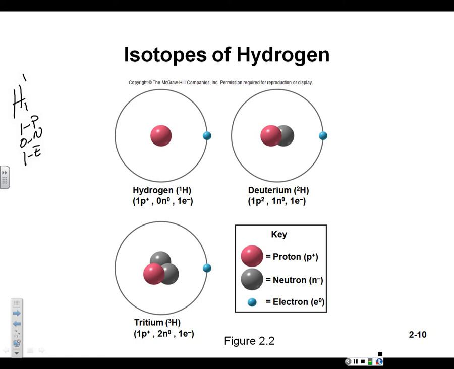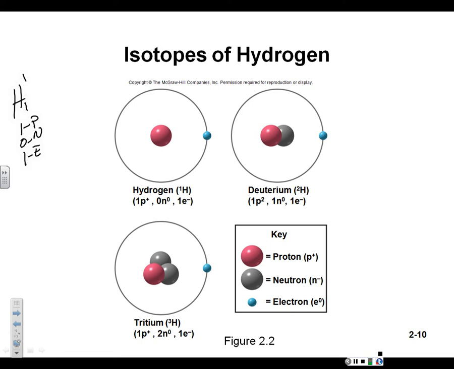All right? But hydrogen can also have what? H2 and H3. Hydrogen, deuterium, and tritium. So we look at this hydrogen. You have 1 proton, no neutrons, 1 what? Electron. All right? Let's look at this one.